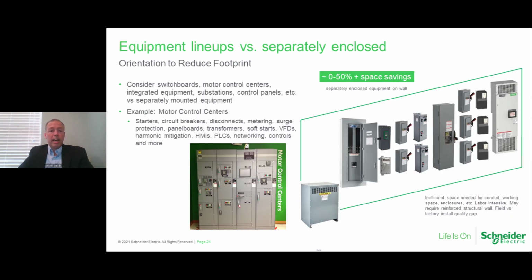Another area we like to look at is, instead of using separate equipment, let's bring it together into a single piece of equipment or an integrated piece of equipment. A motor control center is a perfect example of this. If you look at the right, you see how many individual pieces of equipment, and if you imagine all of that having to be mounted to a wall, the amount of space it would take. And contrast that to the picture on the left of the motor control center, you can see how much savings, sometimes up to 50% space savings just by bringing it together.